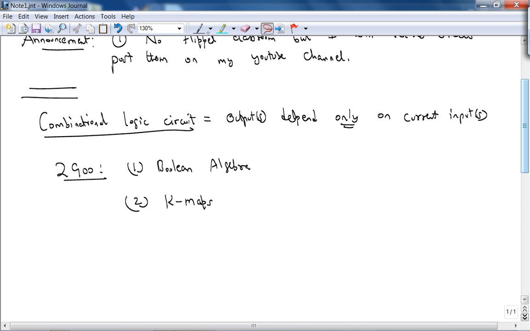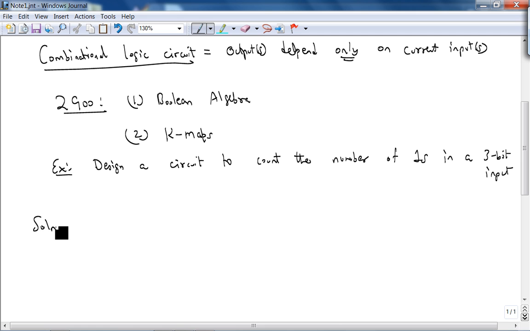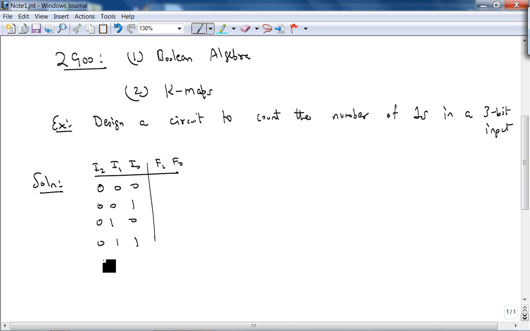Suppose you want to design a circuit to count the number of ones in a 3-bit input. This is structural logic. You have three inputs, I2, I1, I0, and two outputs, F1, F0. The inputs go 000, 001, 010, 011, 100, 101, 110, 111. The number of ones is 0, then 1, 1, 2, 1, 2, 2, and then 3.